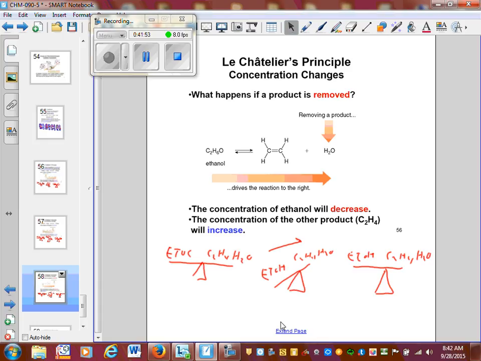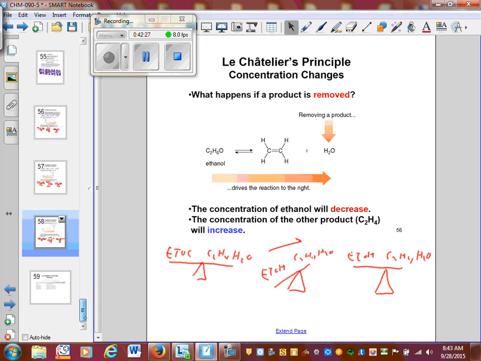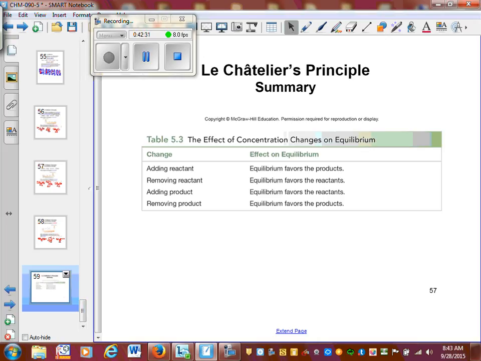I shift the reactants towards the product side if I remove something. So remember what I said, if you remove something, the equilibrium shifts towards the same side. If I add something, it goes to the opposite side. Here I'm removing. So I'm making more product. So adding reactant favors the products. Removing reactant favors the reactants. Adding product favors the reactants. Removing product favors the product.